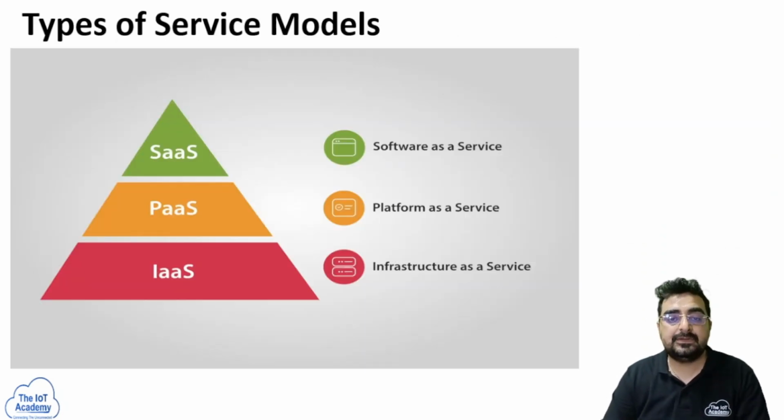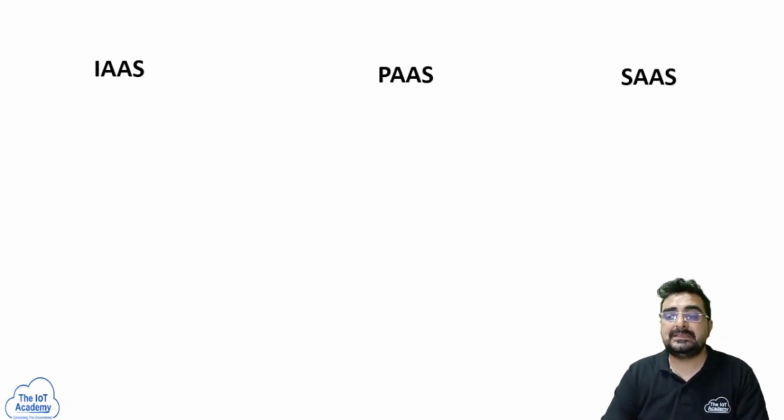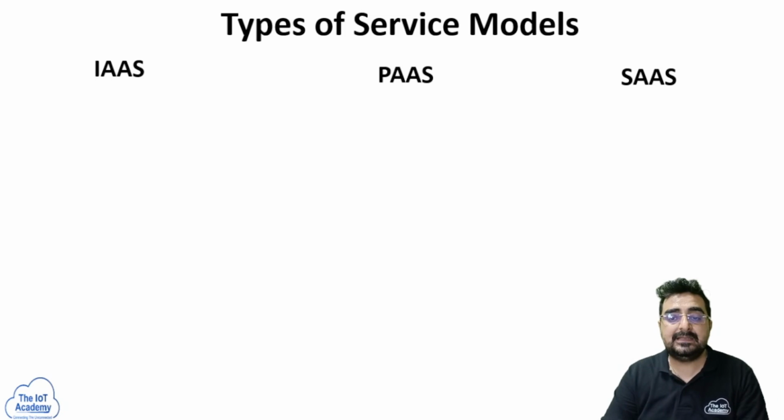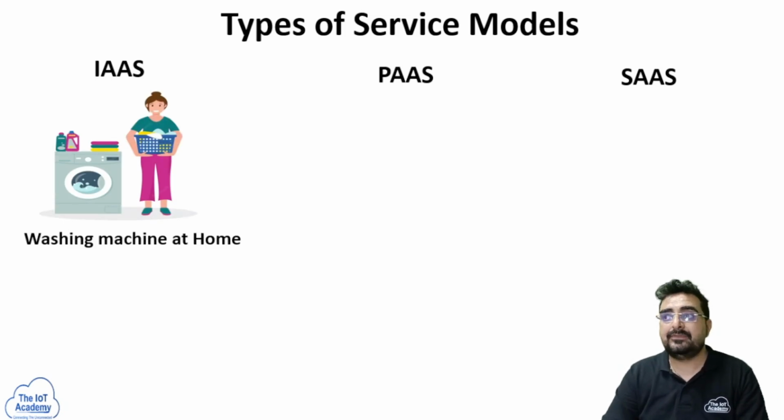Now on the basis of service model, there are three types of services: SaaS, PaaS, IaaS. Software as a service, platform as a service, and infrastructure as a service. So we will understand this with an example. Imagine we want to wash our clothes. We can use a washing machine at our home. We have to purchase the infrastructure, like the washing machine, the detergent, softener.